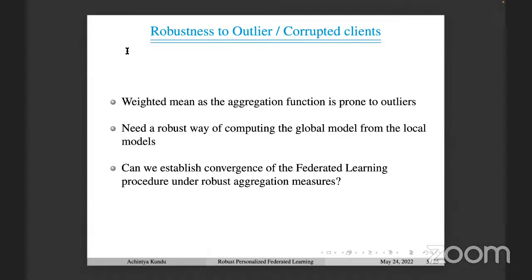So that is the question of robustness, and it also deals with the kind of adversarial attacks that we are thinking about. If some of the clients are acting as adversaries, it will take care of that. Another challenge in that setting is, even if we use a robust aggregation of the client models, for example some robust ways of estimating the mean, can we ensure that the federated learning procedure will converge? So these are the questions that we have.